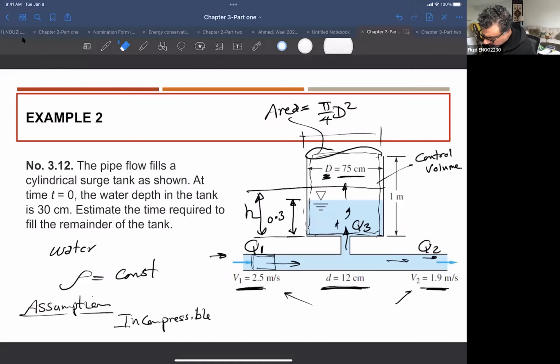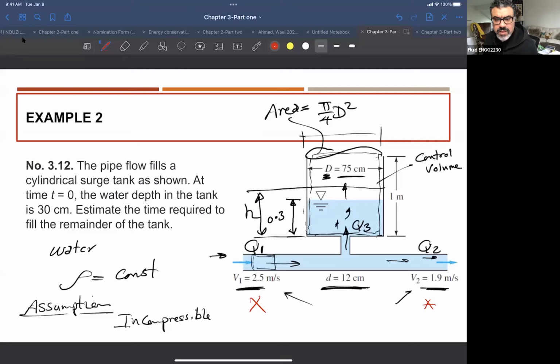Looking into this problem here, some of you are saying, oh, the flow coming into the pipe at this location is steady, right? Because the velocity here is constant, the area is constant, so there's a steady flow coming in, and there is also a steady flow going out. How come we assume that this problem is an unsteady problem?